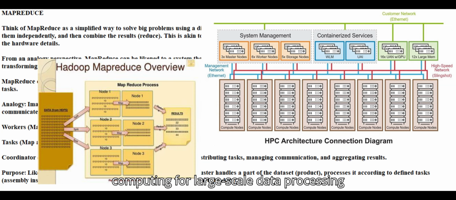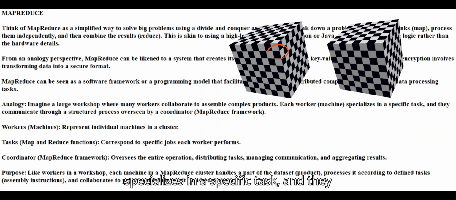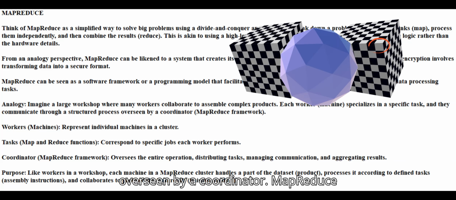large-scale data processing tasks. Analogy: imagine a large workshop where many workers collaborate to assemble complex products. Each worker (machine) specializes in a specific task, and they communicate through a structured process overseen by a coordinator (MapReduce framework). Workers (machines) represent individual machines in a cluster.